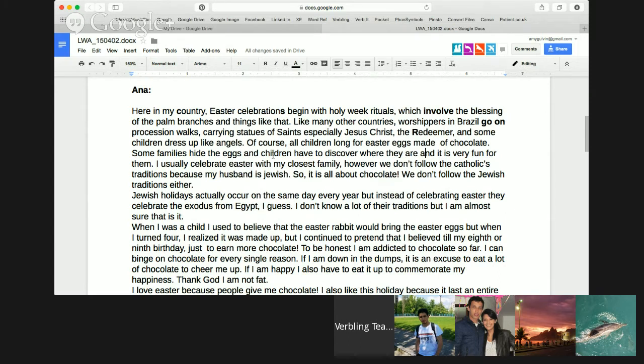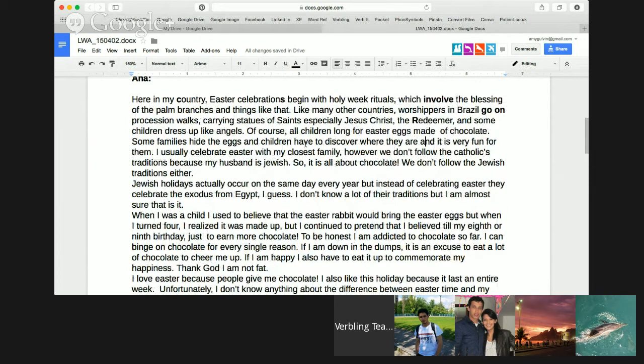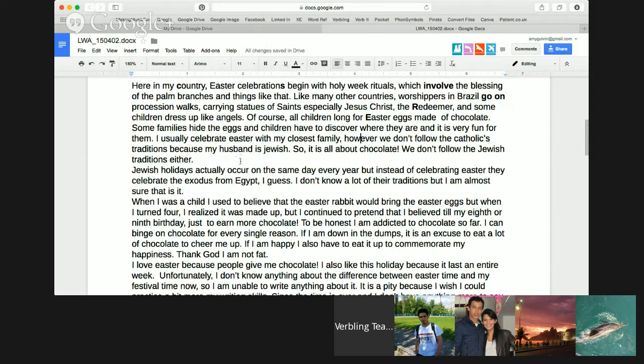Of course, all children long for Easter eggs made of chocolate. Yep, Easter has to have a capital because it's the name of the festival. Some families hide the eggs and children have to discover where they are, and it is very fun for them. Agreed. Do you have an Easter egg hunt, Anna, in your family?